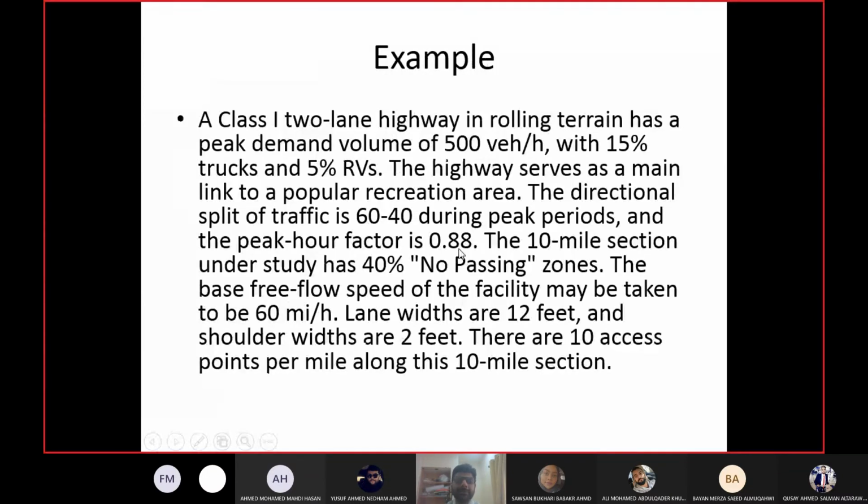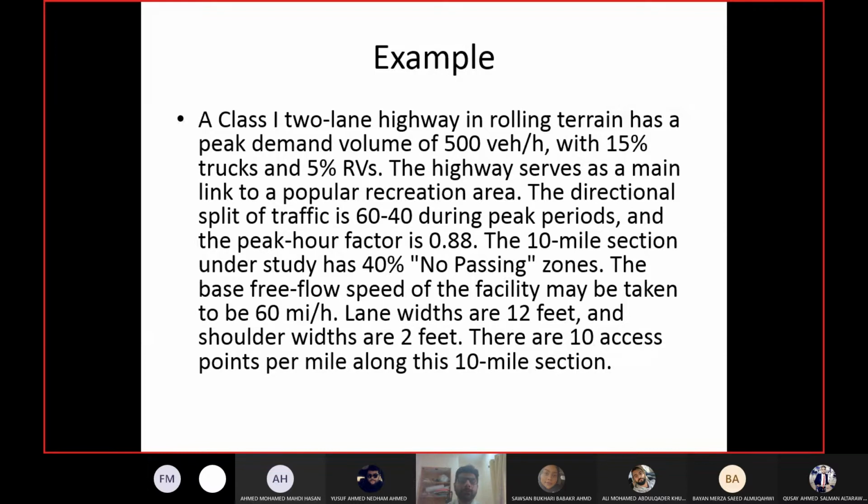Let us do an example where we need both factors to be calculated. We have a class 1 highway, rolling terrain, 500 vehicles per hour for both directions. 15% trucks and 5% RVs. I think this was mentioned in one of the examples in the last chapter as well. I told you, you just combine them together. So total heavy vehicles 15 plus 5, 20%. Just keep it in mind.